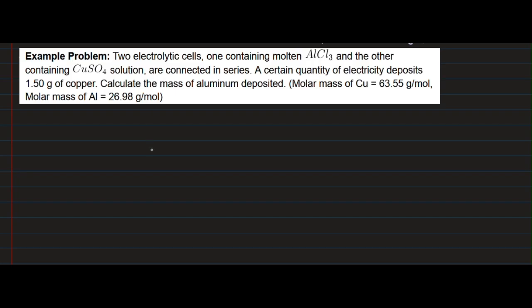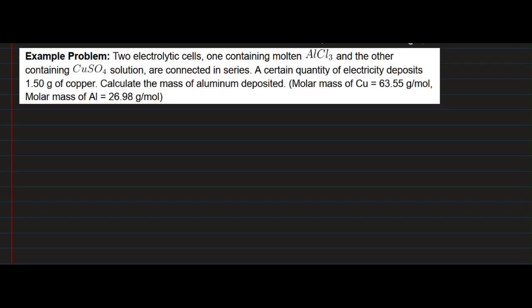So the first thing to do, which is step 1, is to write the half reaction, that is the half equation, for each reaction. If you look at it here, we have aluminum chloride and we want to deposit aluminum, and on the other side we have copper 2 sulfate and we want to deposit copper. That is, the solid has to be deposited in this case.